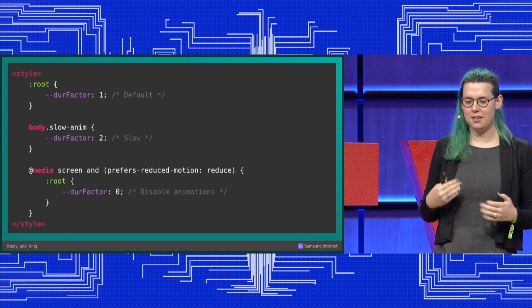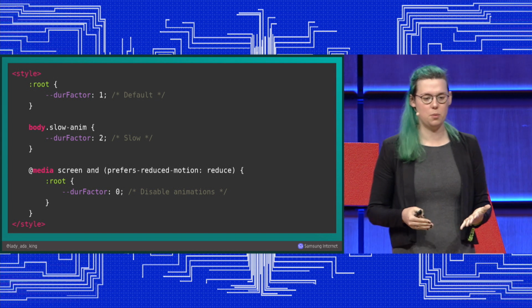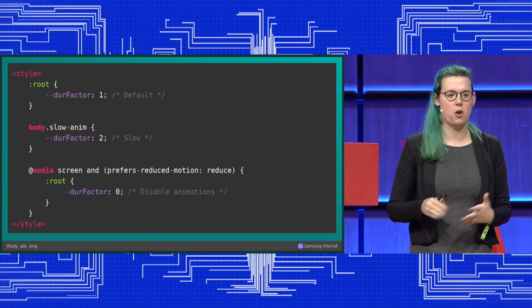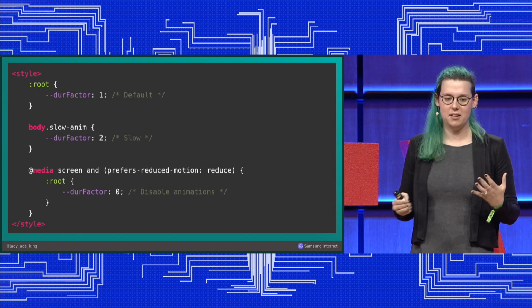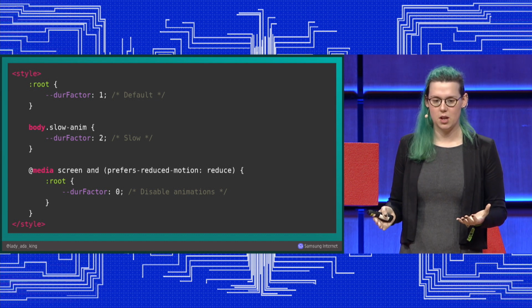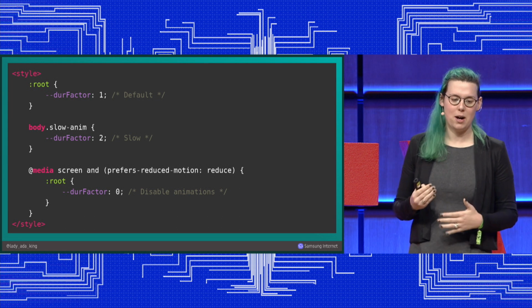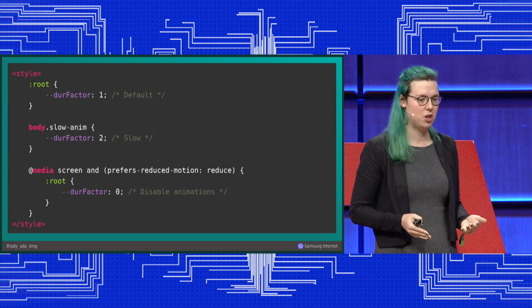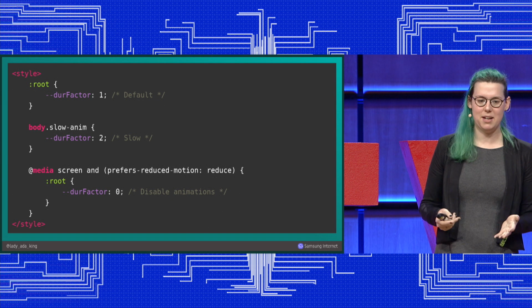If the user has set some kind of configuration option to set slow animations in my app, then I can set duration factor to 2. And if the browser prefers reduced motion, I can disable my animations altogether.